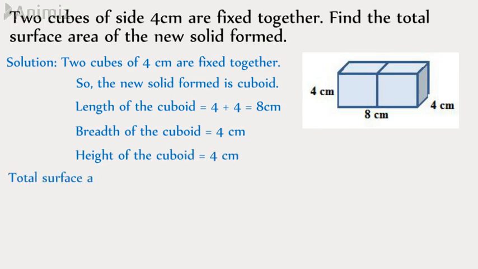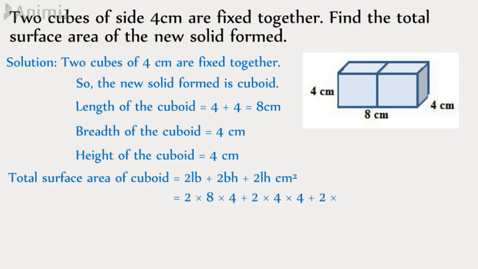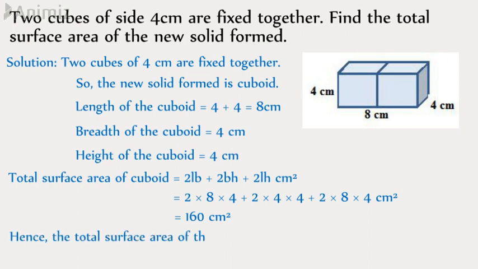We know that the total surface area of a cuboid is equal to 2LB plus 2BH plus 2LH. Substituting all these values, we get 2 into 8 into 4 plus 2 into 4 into 4 plus 2 into 8 into 4, which is equal to 160 centimeter square. Therefore, the total surface area of the new solid formed, the cuboid, is 160 centimeter square.